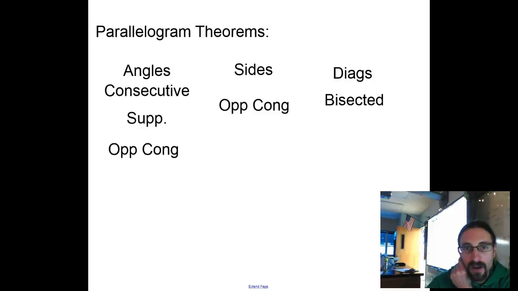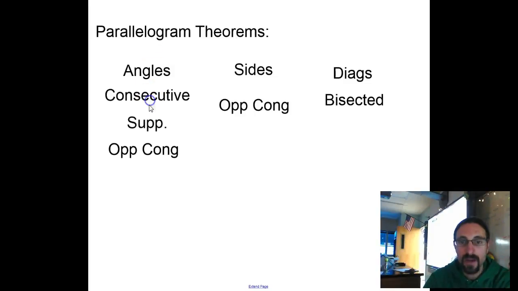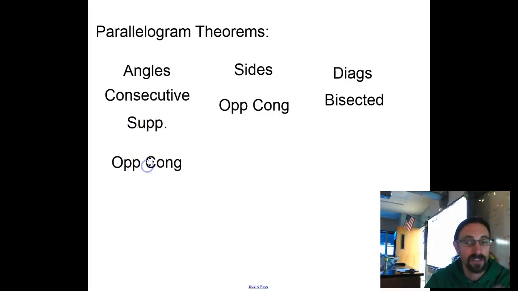Before, we talked about the various theorems and components that go with parallelograms. Of course, by definition, parallelograms are made up of opposite parallel sides, or two sets of parallel sides. When we think about their angles, we think about their consecutive angles being supplementary and their opposite angles being congruent. When we think about the sides, the opposite sides are congruent. And their diagonals bisect each other.